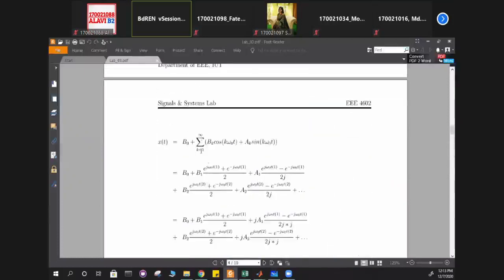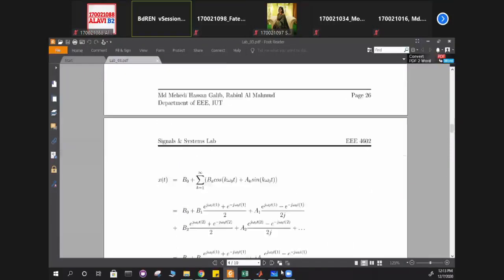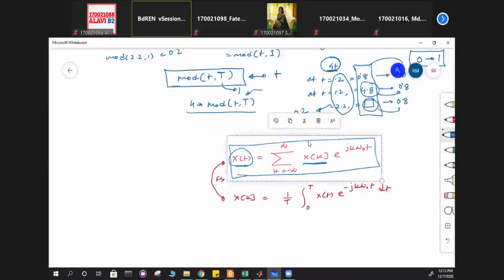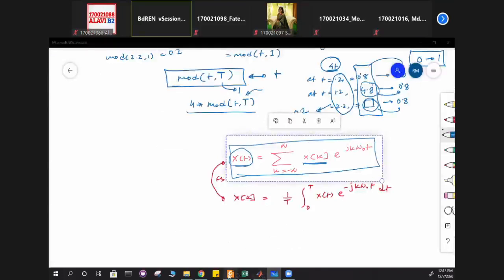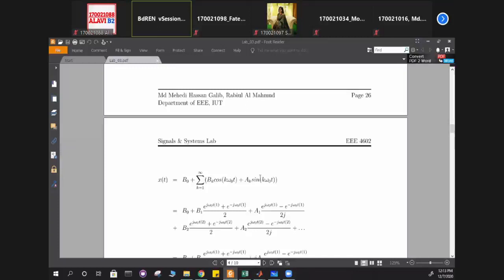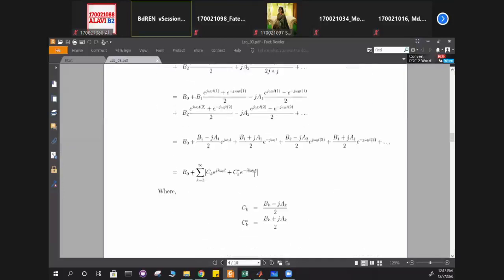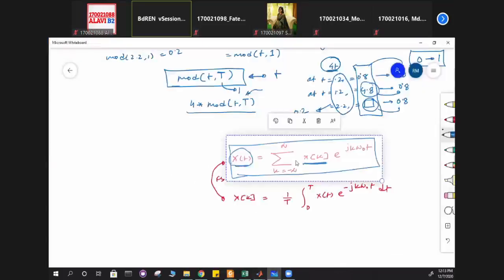This is one of the representations of your Fourier series, you can say. Maybe in second year you have seen this particular equation, in terms of cosine and sine. If we rewrite the cos and sine in terms of exponentials, finally you will get this particular equation. So this can also be translated to this equation. There are ways you can find that out.